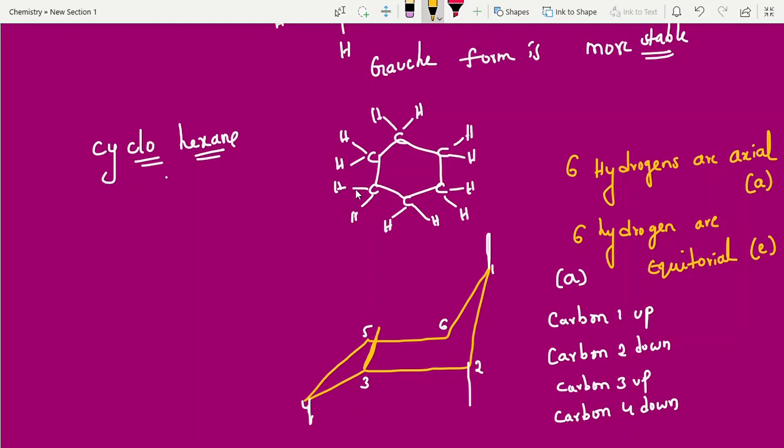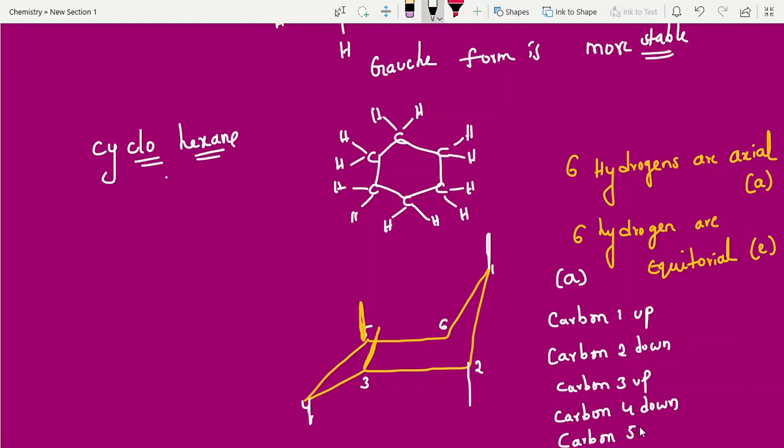Okay. Next fifth carbon. So tell me fifth carbon. Up, down, up, down. Fifth carbon, what happens? Generally students tell me up only, right? This is up. This is up. Again you can write carbon 5 up.